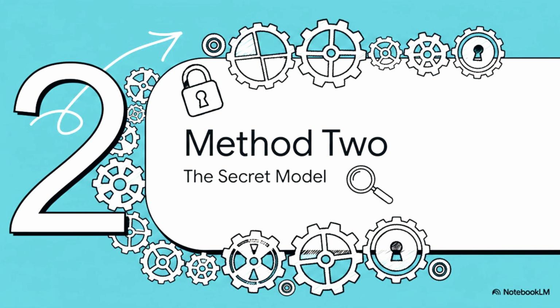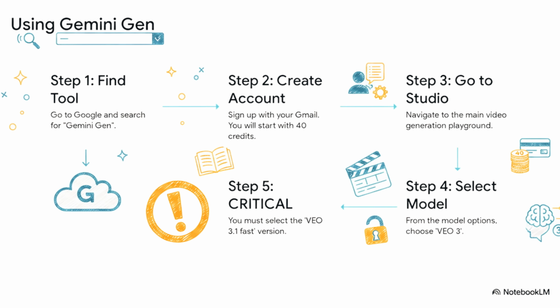All right, so that's method 1, but what if, for whatever reason, that doesn't work out for you? Don't worry, the source has a backup plan. Method 2 is a bit more sneaky. They call it the secret model method. For this one, you're gonna look for a tool called Gemini Gen. When you sign up, it gives you 40 credits to start. From there, you head over to the studio. You pick the Veo3 model, but here's where you gotta pay close attention. This next step is everything.